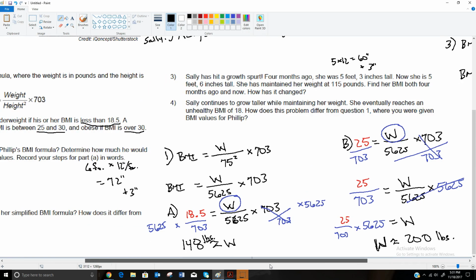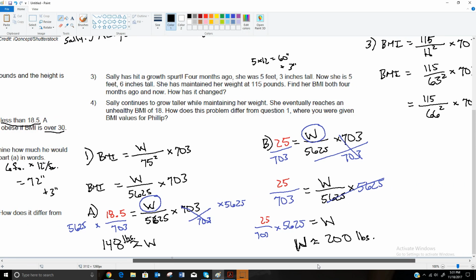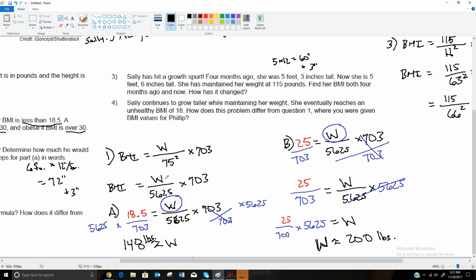It said between 25 and 30 BMI is overweight. So he should be at least 148 pounds, but once he hits 200, he's considered overweight. And then our C, we were at 240 pounds. That would be where he would be considered obese. So 200 is overweight, 240 is considered obese.